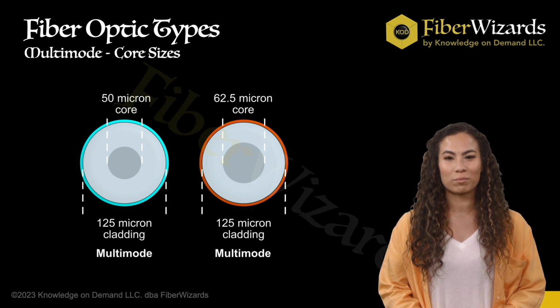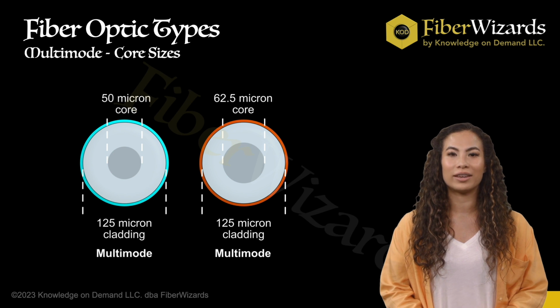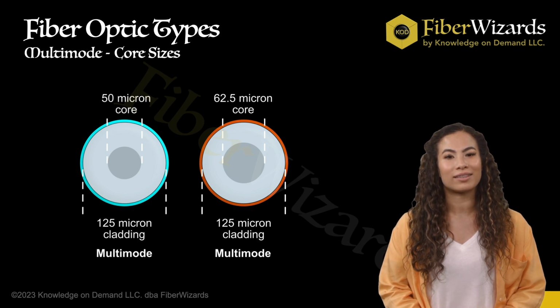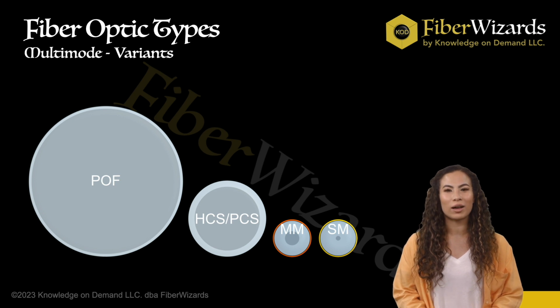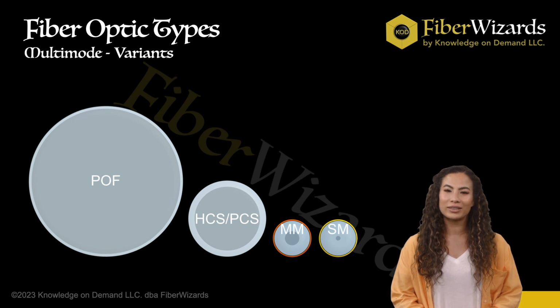Though the core diameter sizes of typical multimode fibers used in communications are 50 and 62.5 microns, there are other variants of multimode fibers that are ruggedized with plastic claddings, known as plastic-clad or hard-clad silica fibers, with core sizes of 200 microns. Also, there are fibers that are fully made of plastic, known as plastic optical fiber or POF, with core sizes close to 1 mm.